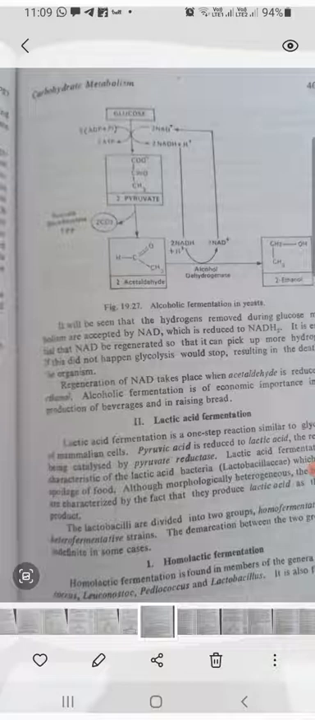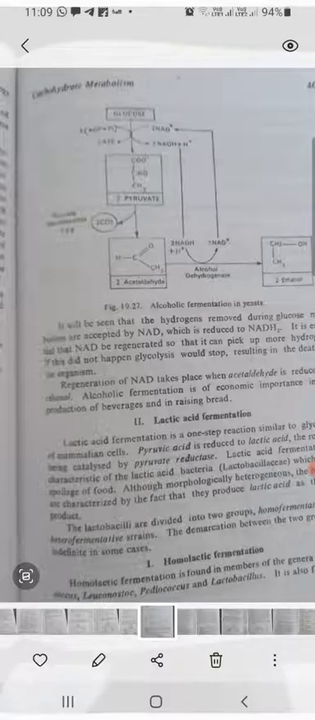Alcohol fermentation is of economic importance and is the major product produced in the industry. It is consumed as a beverage and also used as fuel. This fermentation process is useful in the food industry as well as in the dairy industry. So this is alcoholic fermentation.